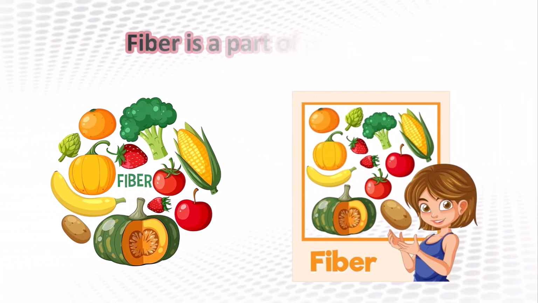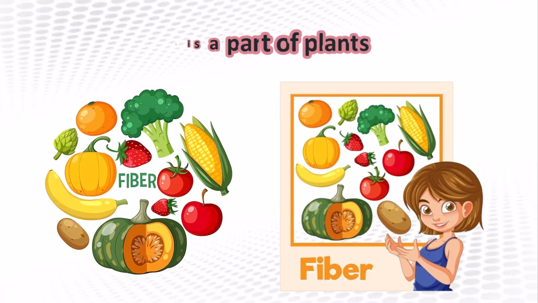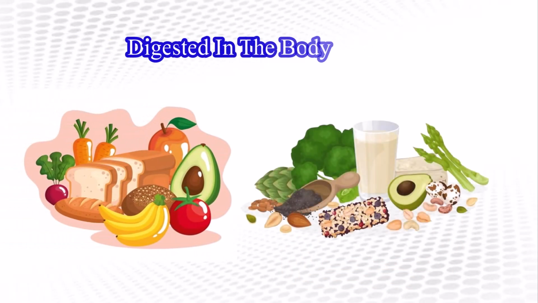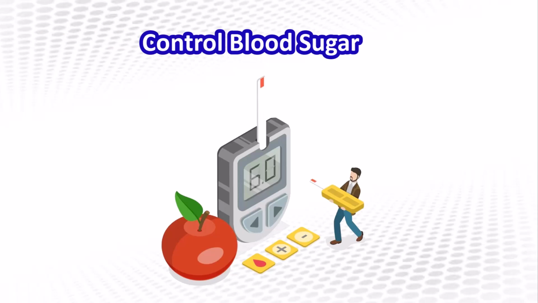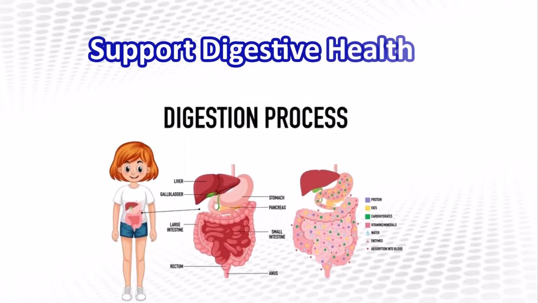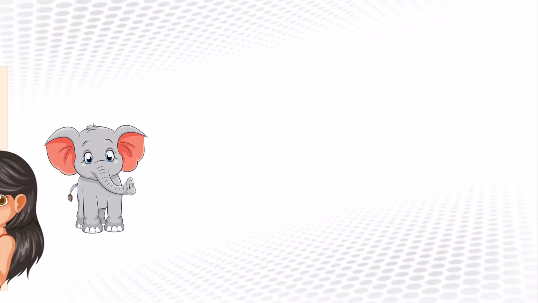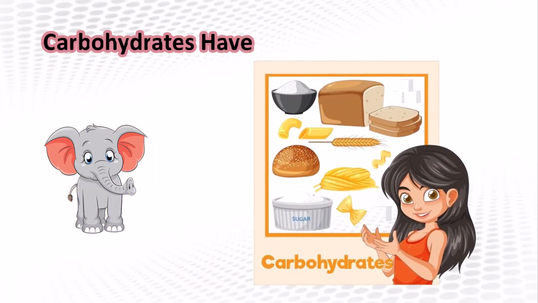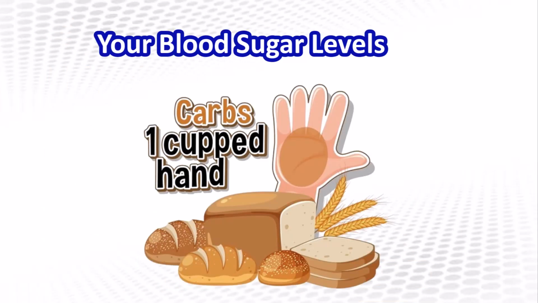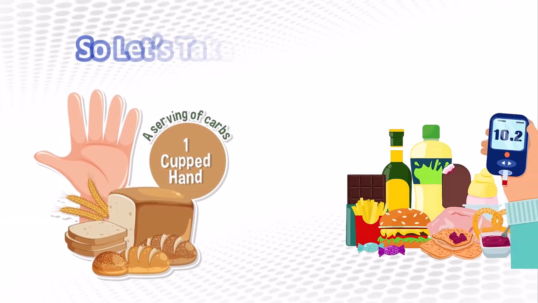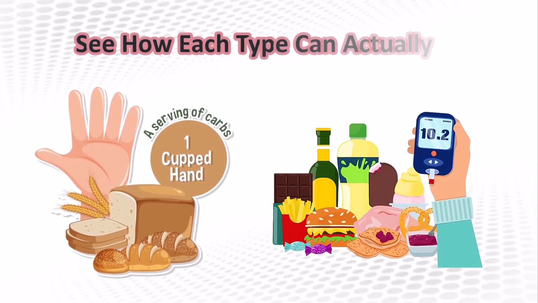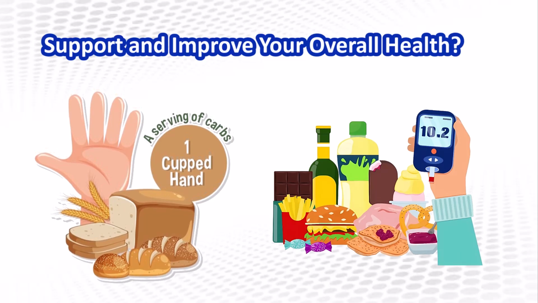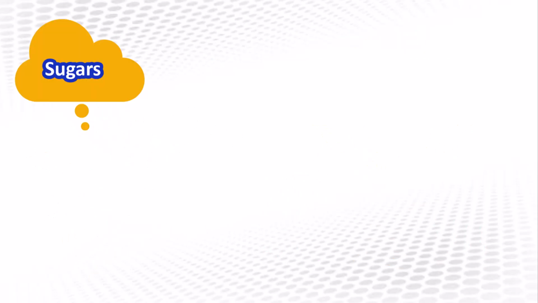2. Fiber. Fiber is a part of plants that is not digested in the body, but it helps control blood sugar, reduce appetite, and support digestive health. 3. Sugars. Carbohydrates have a specific effect on your blood sugar levels. So, let's take a closer look and see how each type can actually support and improve your overall health. Sugars.